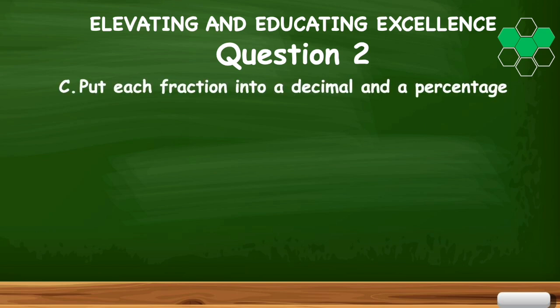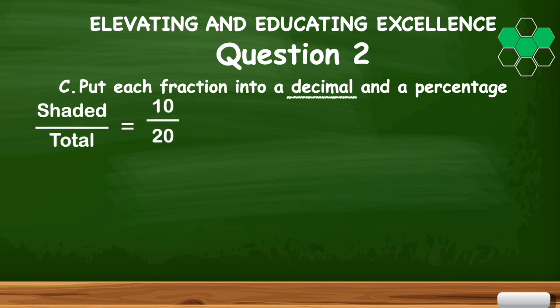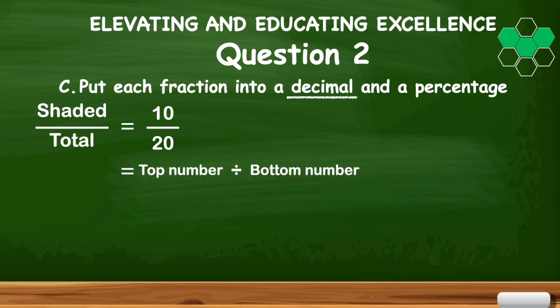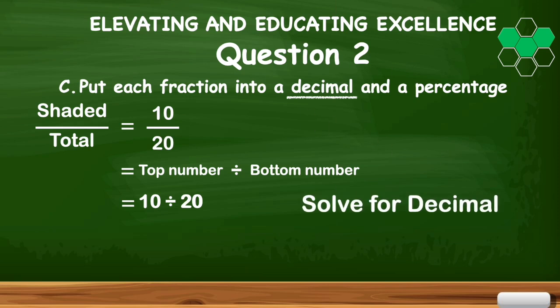So let's start with the decimal. So we're going to write the equation, and remember the fraction was 10 over 20. In order to put this fraction into a decimal, we must take the top number and divide into the bottom number. So 10 divided into 20. Let's solve for the decimal. So we're going to write this in our calculator, 10 divided into 20, and what does it give us? It gives us 0.5.